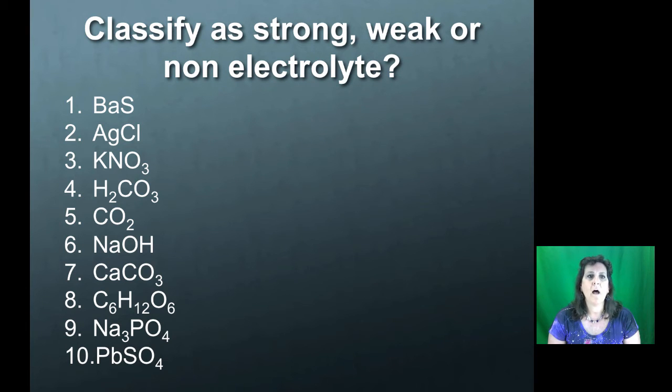We're going to classify all of these as strong, weak, or non-electrolytes. I'm going to need you to pause the video, write these down. Remember, look at your solubility rules. Soluble gets an AQ, means it's strong. Insoluble means it's a weak electrolyte because it makes a few ions. So if it's insoluble, it's weak. And if it's covalent, it's a non. All right, good luck. Pause the video, give these a try.